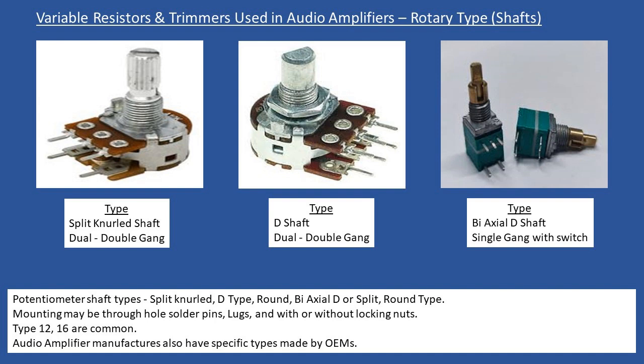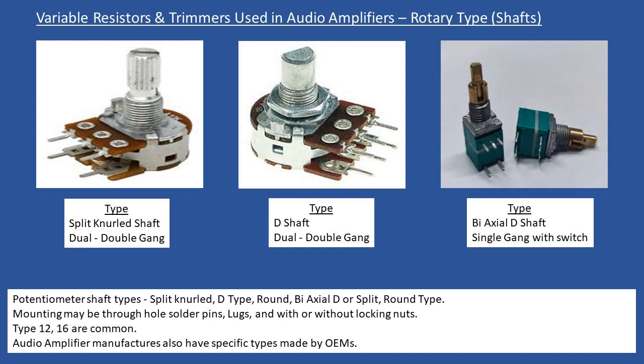But dual is very common. So when I say dual, I mean that it has two wafers. Okay, so this could be for the left and then the right channel. And that's where we get this double gang from. And then in the center, you can see here that we're referring to this as a D shaft. So this is a D shaft type potentiometer, and again the knob that connects to that, you need to source to get the correct one.